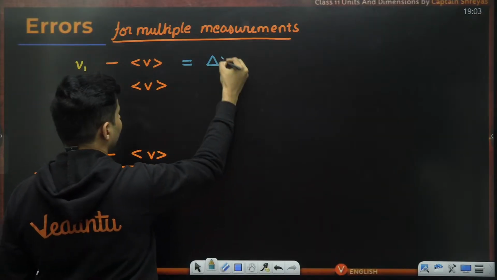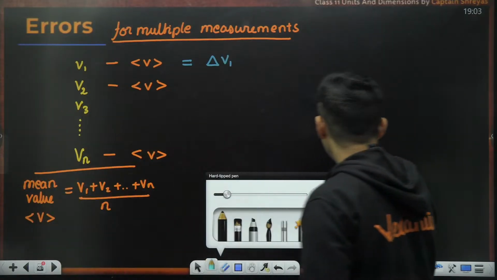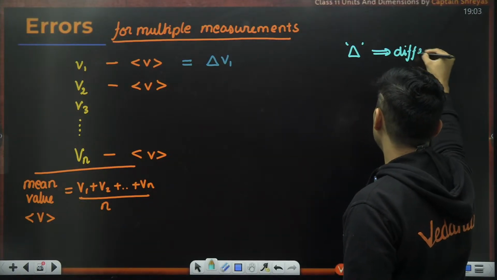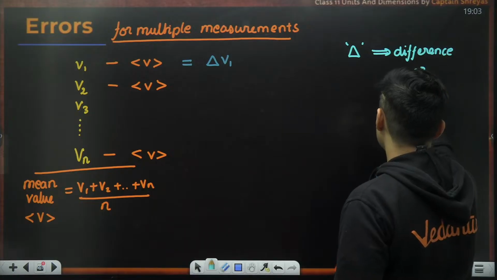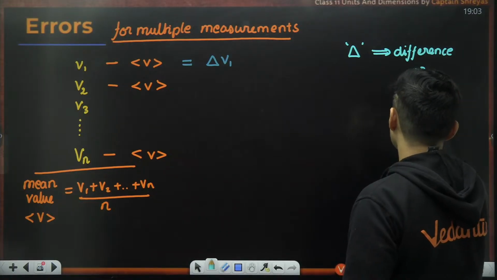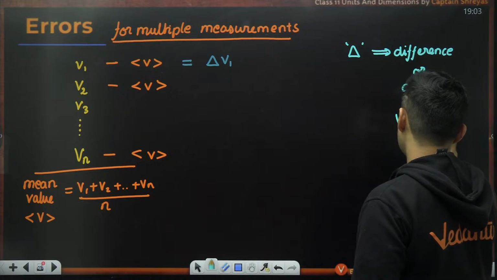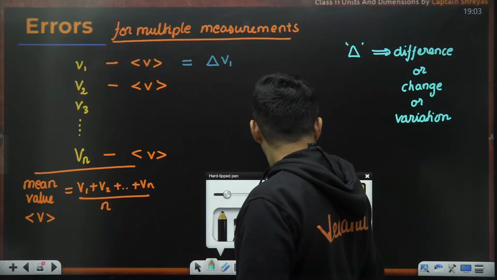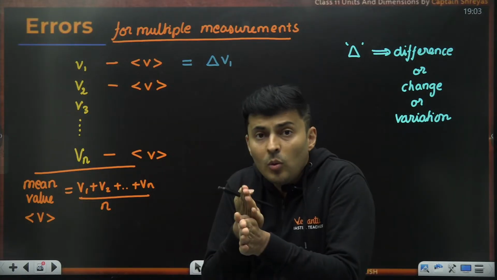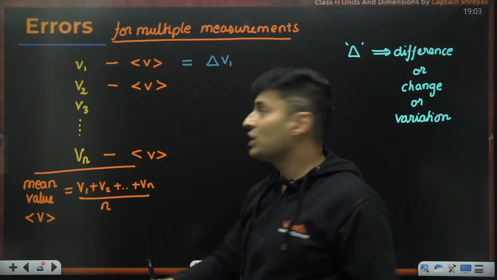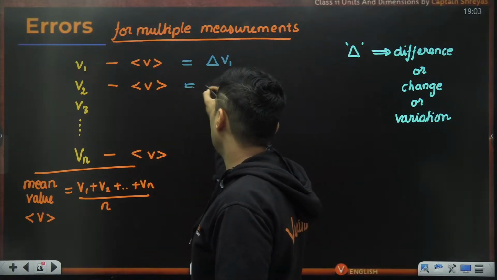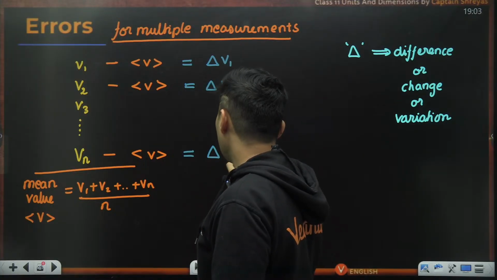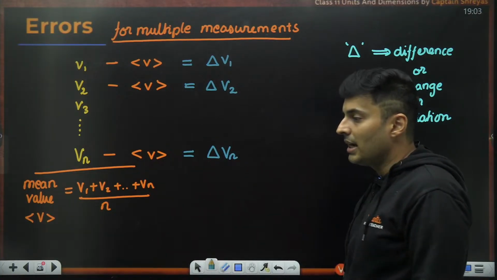So delta V1. Delta means the difference, or basically the change, or the variation. For every single measurement, how much are you differing from the average value? So this minus this will be nothing but delta V2, and so on and so forth. This will be basically delta Vn.